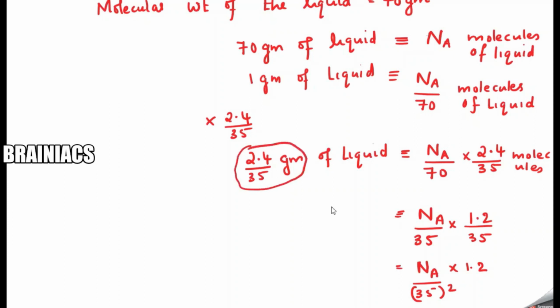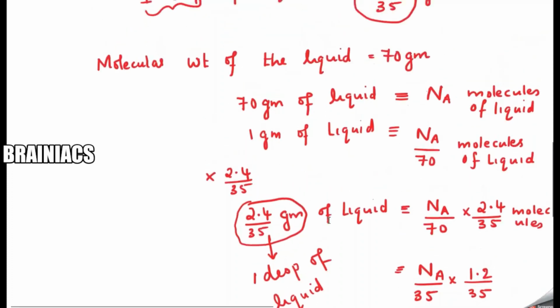So 2.4 gram of liquid corresponds to what actually? This corresponds to one drop of liquid. Correct? So now read it. One drop of liquid has a mass of 2.4 by 35 gram and it has how many molecules? Na by 35 square into 1.2 molecules. So this is how we need to do it.